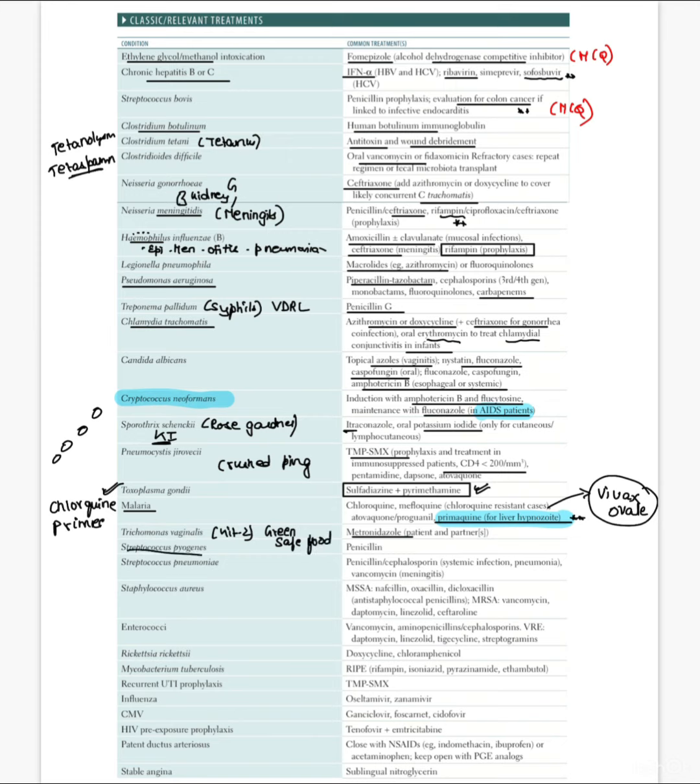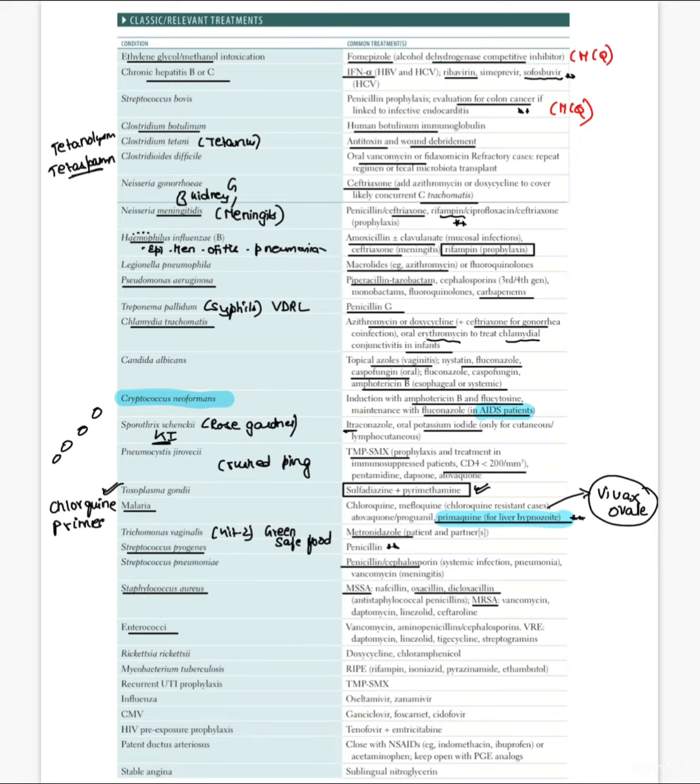Then Streptococcus pyogenes, guys. That is the streptococcus group A, so penicillin can be used. Streptococcus pneumoniae, guys, again penicillin may be used. Staph aureus, guys. First of all, if it is methicillin sensitive S. aureus, we can use nafcillin, oxacillin. If it is MRSA, means methicillin resistant, we can use vancomycin, daptomycin. Then enterococci, guys.